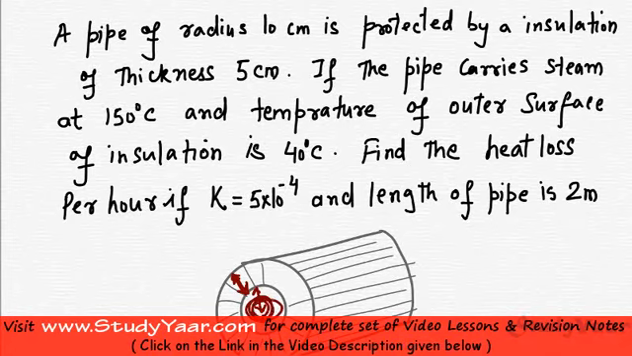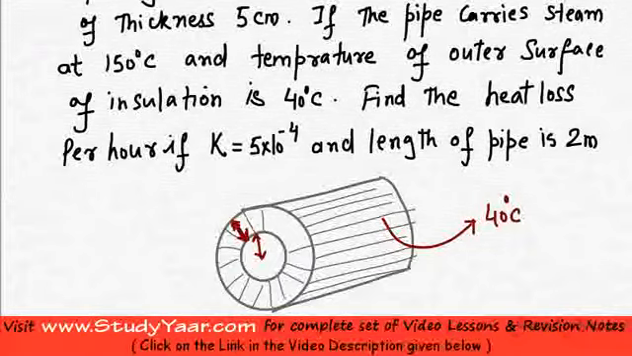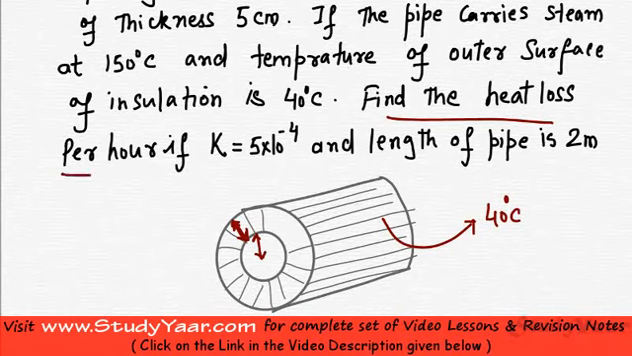So inside this pipe you have some steam which is at a temperature of 150 degrees C, and the temperature of the outer surface of insulation is 40 degrees C. We are supposed to find the heat loss per hour if the coefficient of thermal conductivity is 5 into 10 raised to power minus 4 and the length of the pipe is 2 meters.